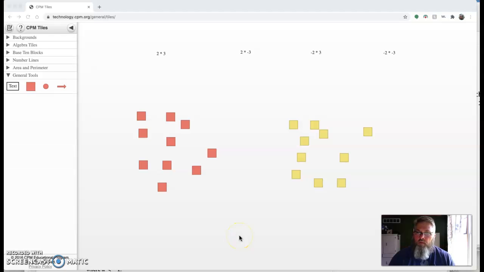Okay, just when you thought you were rid of me, I came up with another way to justify why two negatives multiplied together become a positive. And I'm going to use tiles. I've got red ones and yellow ones. The yellow ones represent positive integers. The red ones represent negative integers.